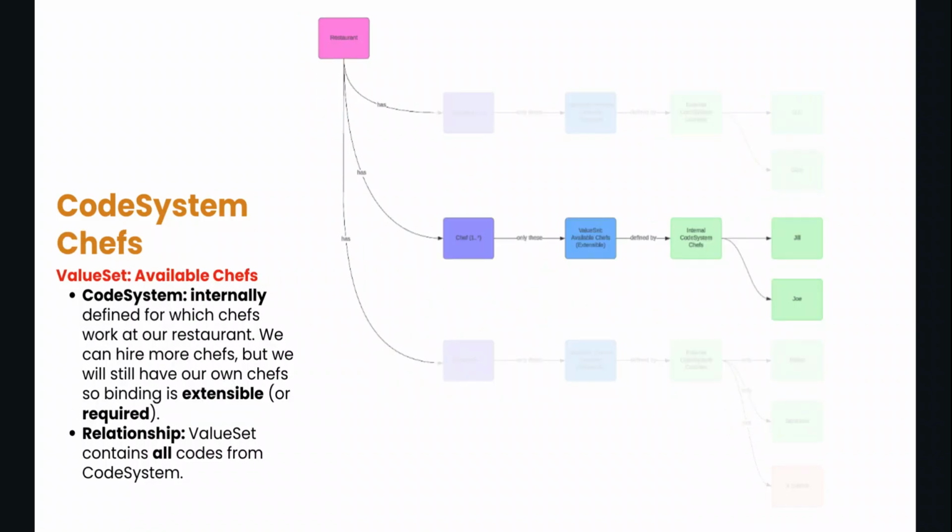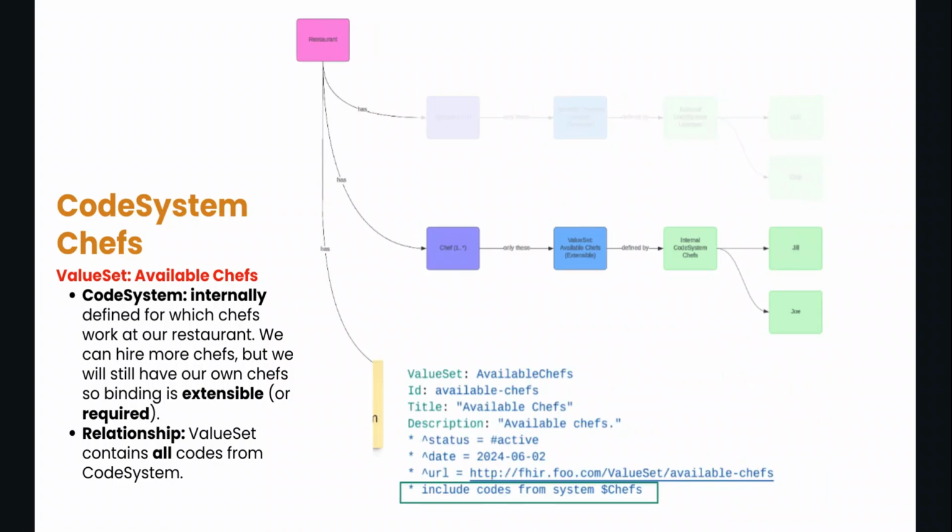Next would be available chefs. So this is again an internal code system because we define who the chefs are, but the binding is extensible. I probably shouldn't have written required here because you can always hire more. So the binding is extensible, and in that case, the relationship is that the value set contains all the codes from the code system, because you have your roster of chefs that can work at your restaurant. We're not going to limit any one of them. We want all of them to work there. So your value set would then look like this, very similar to before. You just have your declaration keywords, and then your rules just include codes from your system of chefs, and your chefs will have Jill and Joe in it.